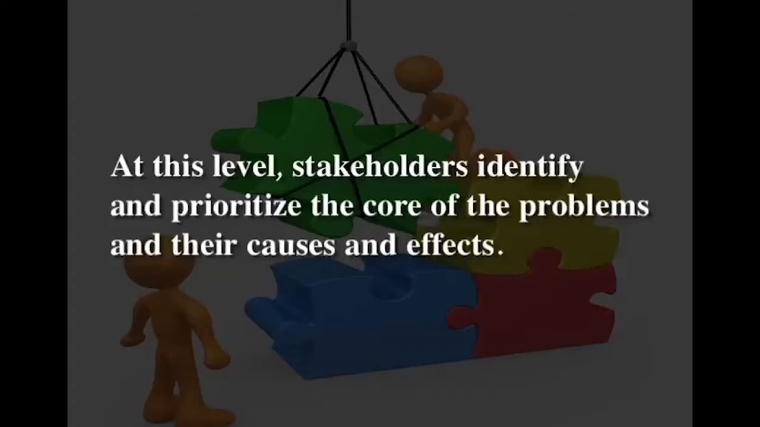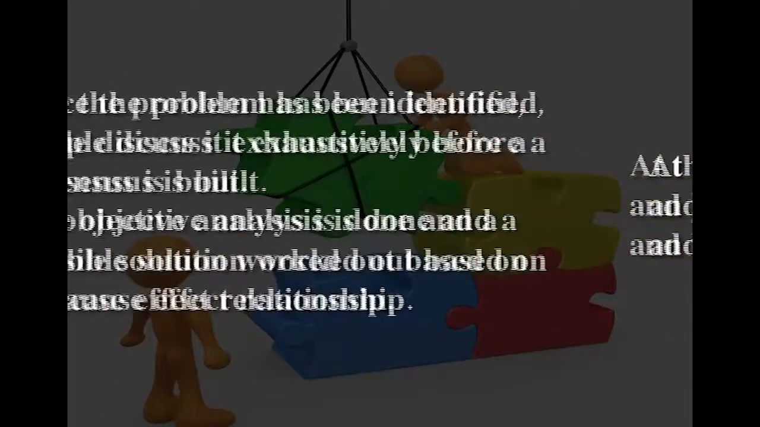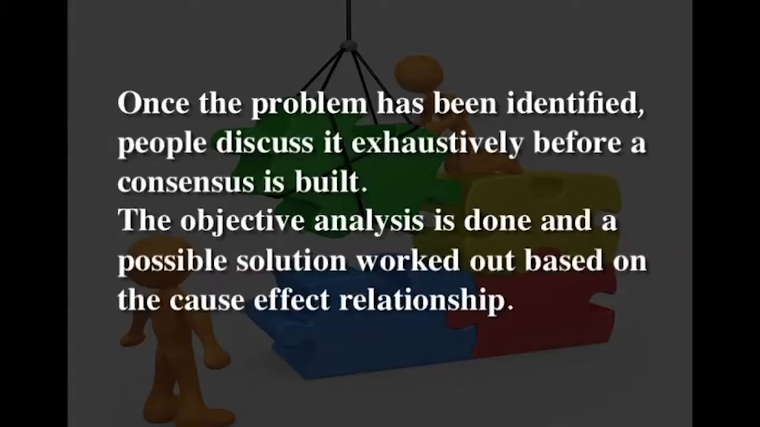As people are involved in the process, they are likely to own their processes as their own and therefore manage them effectively. At this level, stakeholders identify and prioritize the core of the problems and their causes and effects. Once the problem has been identified, people discuss it exhaustively before a consensus is built. The objective analysis is done and a possible solution worked out based on the cause-effect relationship. This leads to the planning stage.